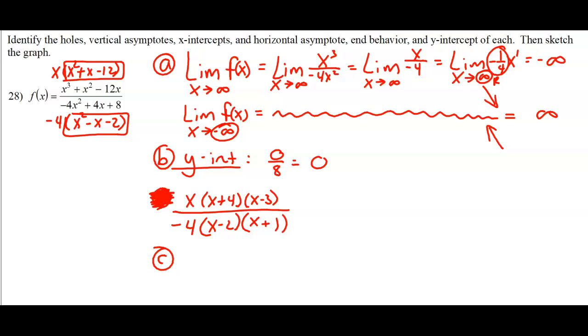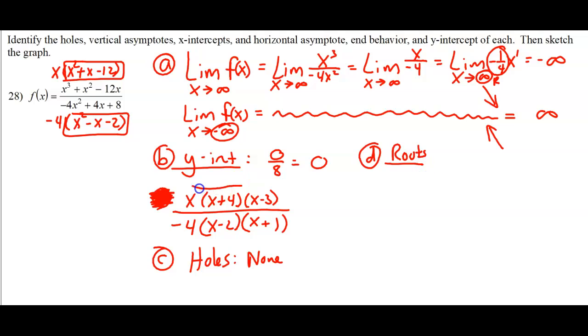So after you factor, you go ahead and find your holes. And in this case, for holes, there are none. Holes are where you have the same factor on the top as you do on the bottom, and we don't have that here.